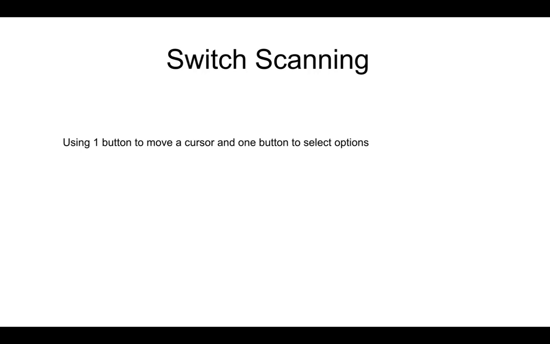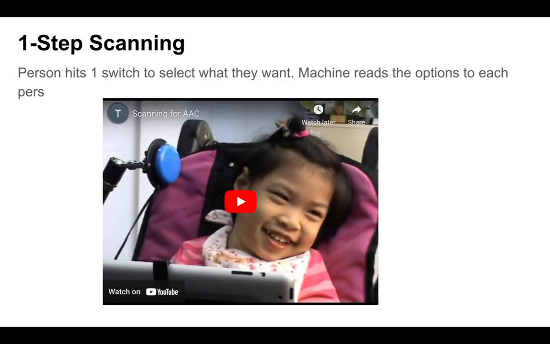So let's talk about all the wonderful types of scanning. There's switch scanning, which is all done on a computer. You use one button to move the cursor and one button to select options. You're going to see two switch scanners. You can do it with either one step, where the computer moves the cursor and you only use one switch to select the thing you want. This can be really tricky because of the motor timing, and it also takes a lot longer. So let's see an example of one-step scanning with this sweet little girl.